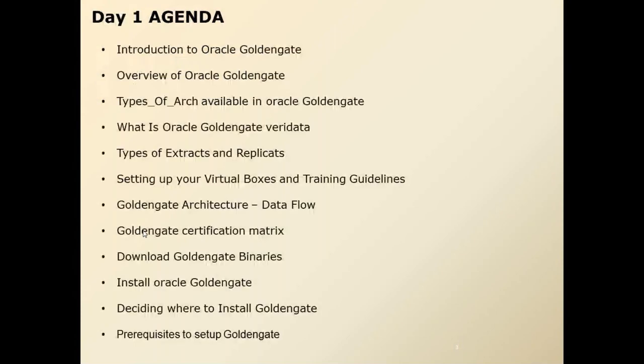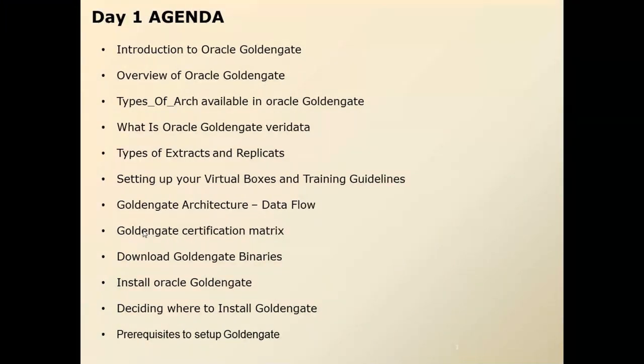Okay, so let us start with today's session. The day one agenda includes: in today's session, we are going to discuss introduction to Oracle Goldengate, overview of Oracle Goldengate, different types of architectures available, classic and microservices. I mentioned this is the 7-week learning classic architecture, so what does this mean? We'll be discussing that: what is classic architecture, what is microservices, and then what is Veridata. We'll have a quick introduction to all that.